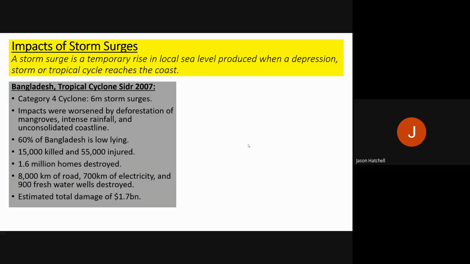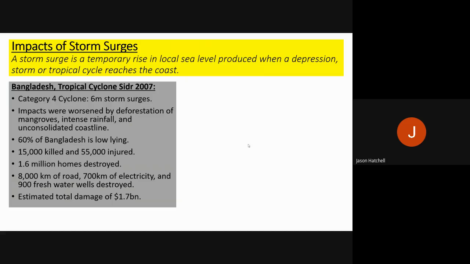So first of all, Bangladesh, and that was Tropical Cyclone Sidr in 2007. So this was a Category 4 cyclone or tropical storm, and it had 6-meter storm surges. And the impacts of this were worsened by deforestation that has taken place over the years, removing mangroves from coastal areas, intense rainfall, and unconsolidated rocks and materials along the coast.